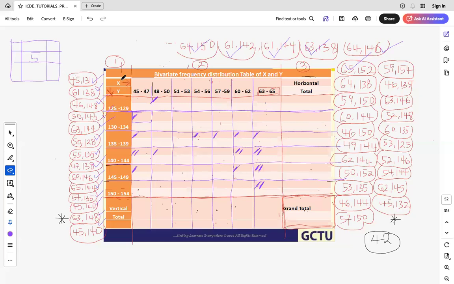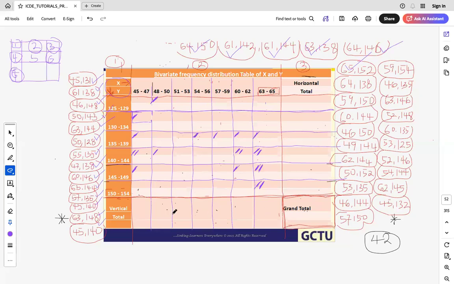Area number 1 is what you are seeing. X and Y are in area number 1. The class intervals for X are in area number 2. The horizontal total I wrote here is in area number 3. The class intervals you are seeing here, that is area number 4. Below the class intervals, the vertical total you are seeing here is area number 7. After the area number 5, the action grounds, there's a column here. This is area number 6.